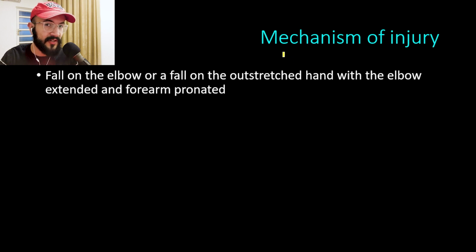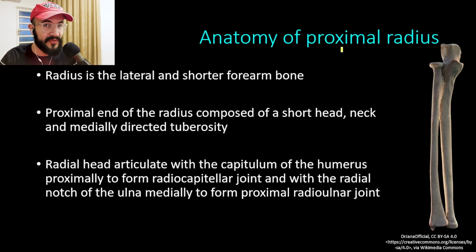Moving on to talk about the mechanism of injury. The radial head and neck fractures are mostly caused by a fall on the elbow or a direct trauma to the elbow joint, or they could also be caused by a fall on the outstretched hand with the elbow extended and the forearm pronated. And to really understand these injuries, first we have to understand the anatomy of the proximal radius.